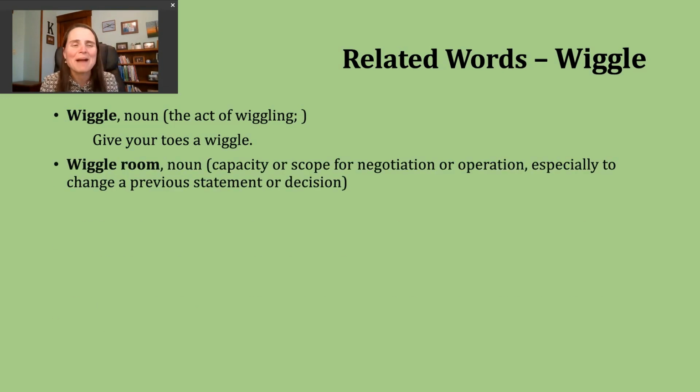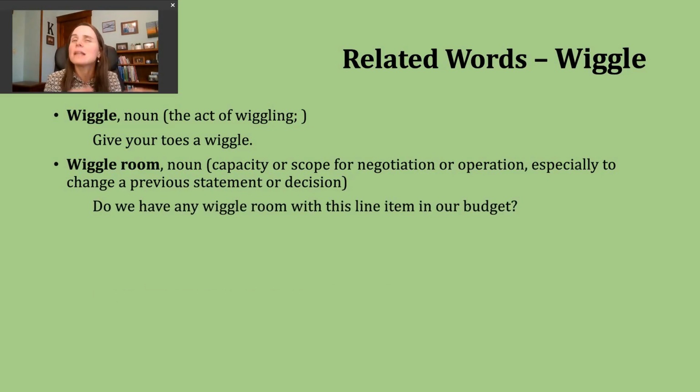Another word you might encounter is the noun wiggle room. The meaning here is a little bit different. This can refer to the capacity or the scope for negotiation, particularly if we're talking about changing something that had previously been stated or previously been decided. Let's take a look at an example of that. Do we have any wiggle room with this line item in our budget?